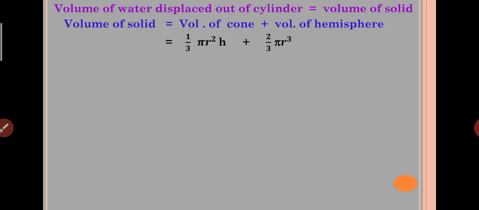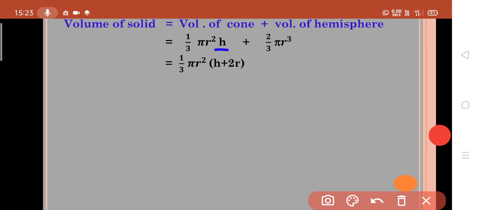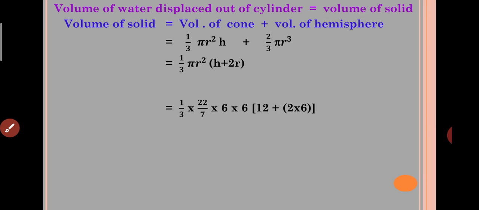Volume of the cone is 1 by 3 pi r square h plus volume of the hemisphere 2 by 3 pi r cube. Now we can take the common term outside. Here 1 by 3, here 2 by 3, so we can take 1 by 3 outside. Pi is common. R square here, r cube here, so we can take r square as common. Now 1 by 3 pi r square I am taking common. What is the balance here? Only h, and here 2 in the numerator and 1 r, so 2r is the balance. Now we can substitute the values.